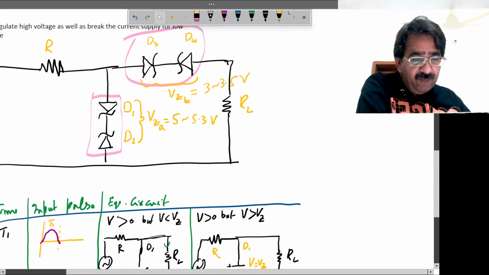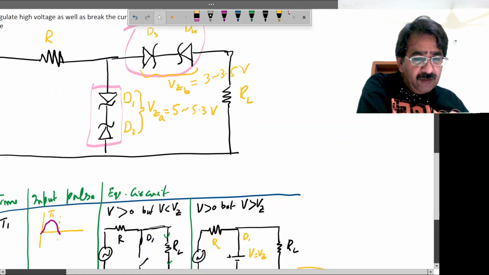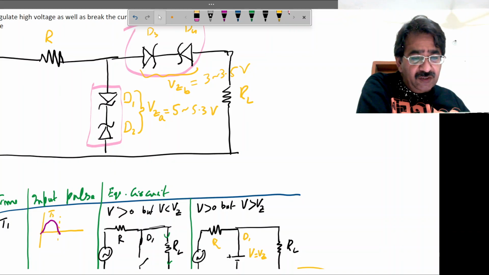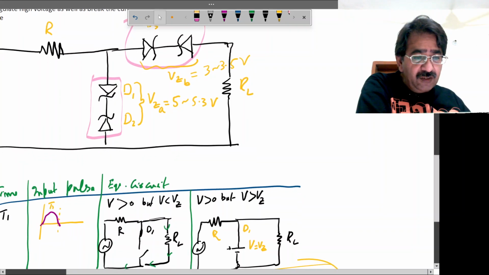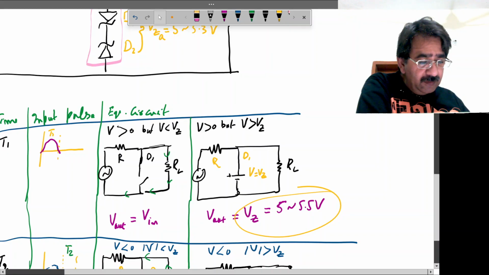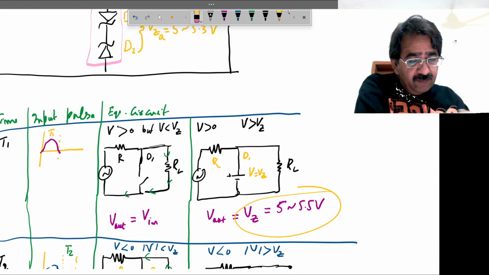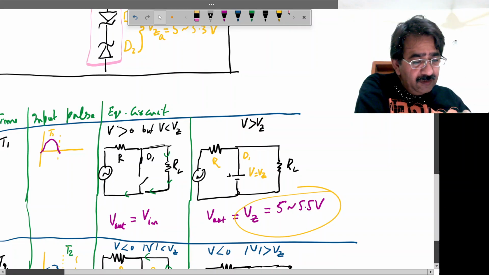Now there are two types of Zener diode. One is the ZA type of diode that will regulate high voltage, a high voltage Zener diode, and the other is a low voltage Zener diode, and it acts like a circuit breaker if the voltage drops lower than 3 volts. How will it be? For this case, for the positive path, I have to consider three cases.